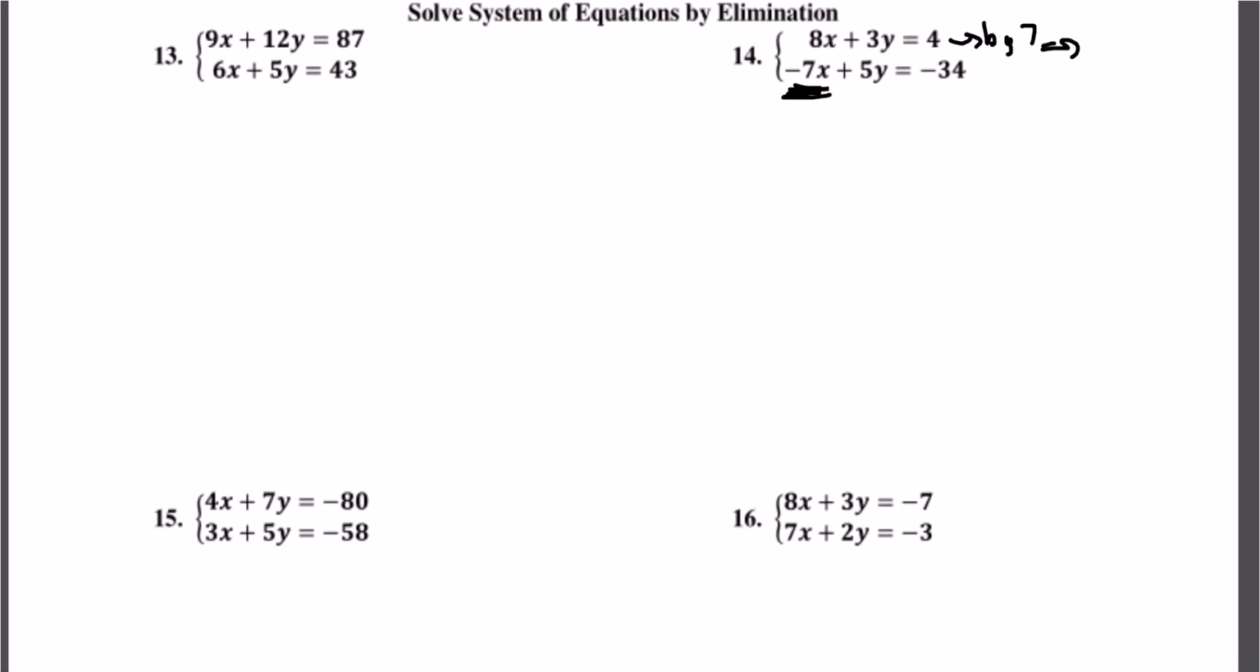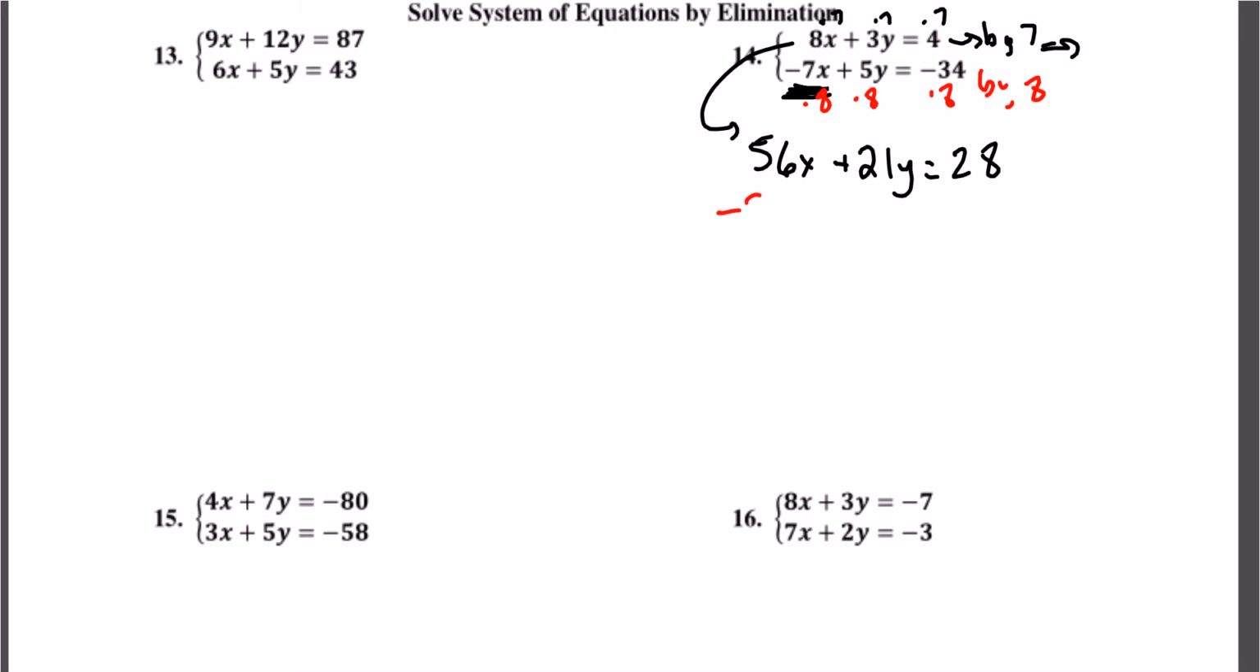And I'm going to write this on the next line. So I'm going to multiply the bottom by 8. I'm going to multiply the top by 7. So the top is going to become 56x plus 21y equals 28. And the bottom is going to become negative 56x. And notice, guys, matching numbers, opposite signs, plus 40y equals, 8 times negative 34 is negative 272.